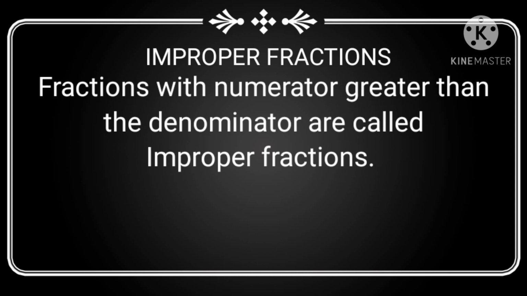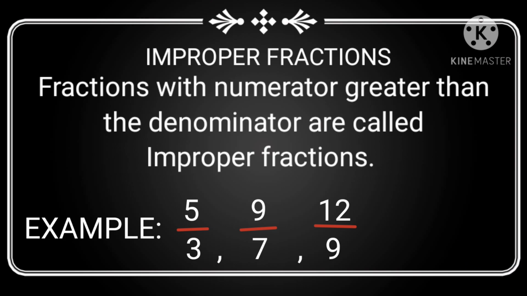Improper fractions. Fractions with numerator greater than the denominator are called improper fractions. Example, 5 by 3, 9 by 7 and 12 by 9. We can see that the numerators are greater than the denominator.